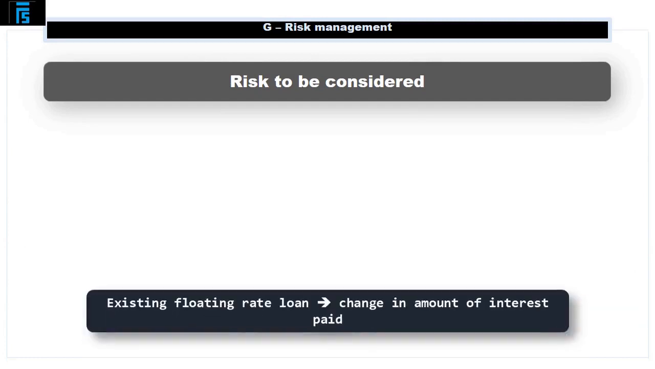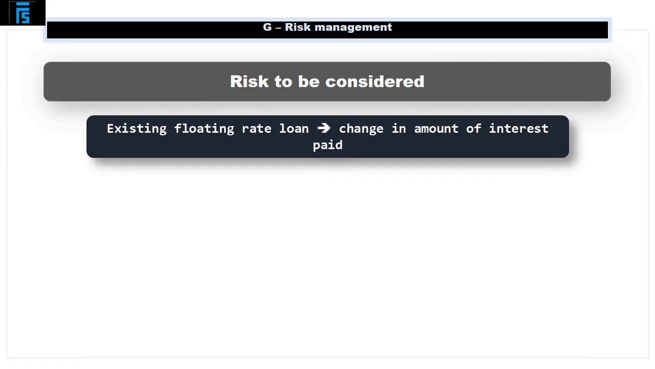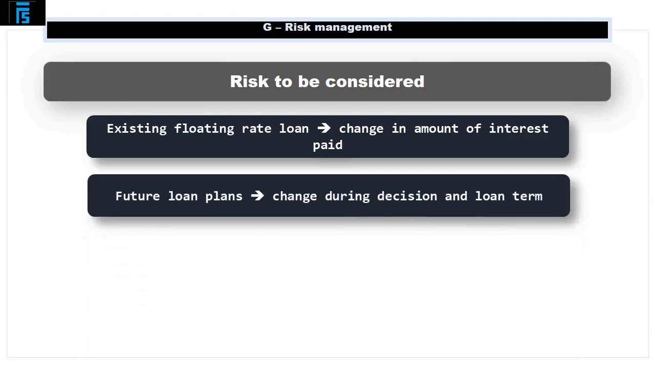1. If an existing loan has a variable or floating rate of interest, this can lead to the amount of interest paid changing throughout the period of the loan. 2. If a company is planning to take out a loan in the future, even if this is at a fixed rate, the interest rate and therefore the profit impact can change between the decision and the loan starting.